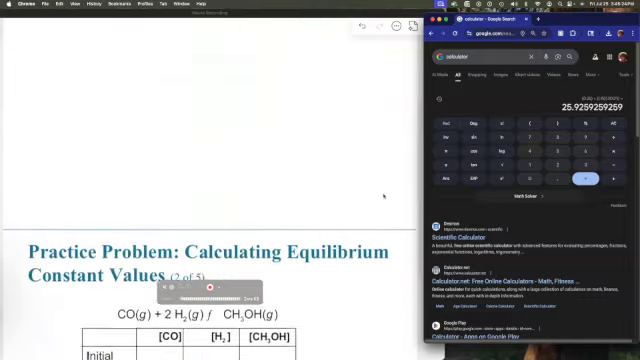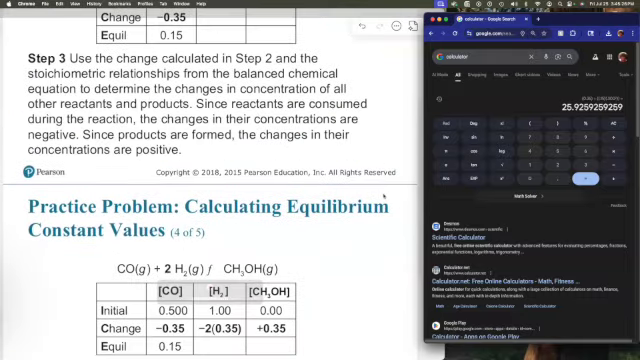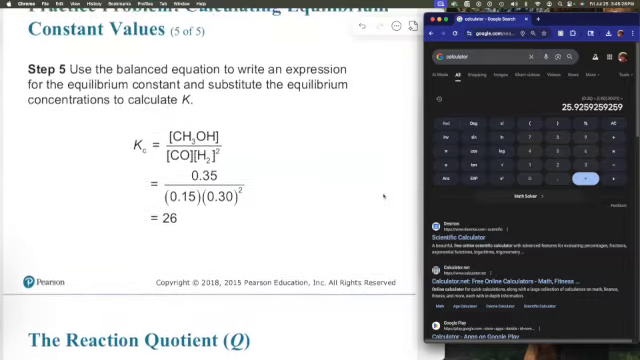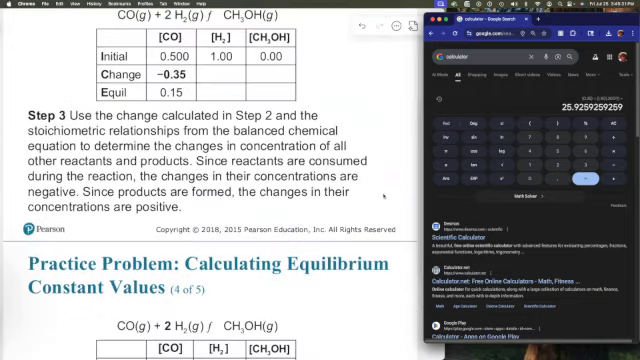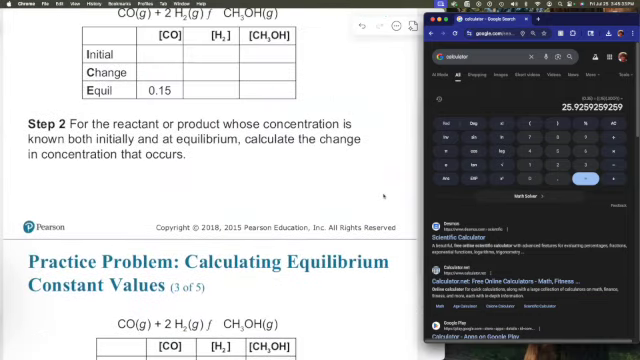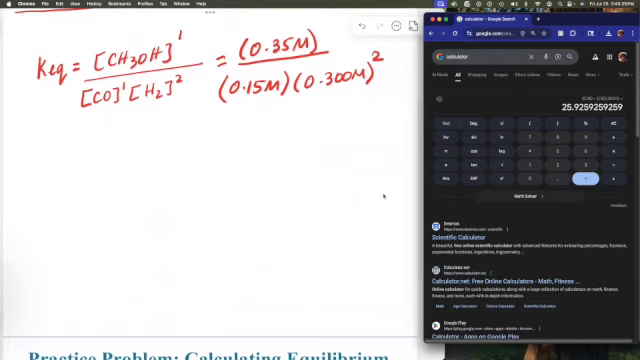25.9? Let's see. Does it work out here? 25.9? 26? Yes. Okay. So let me go back there and write in my answer. So it does work out as K equilibrium is 26. Okay. Once again, you guys saw how I entered.